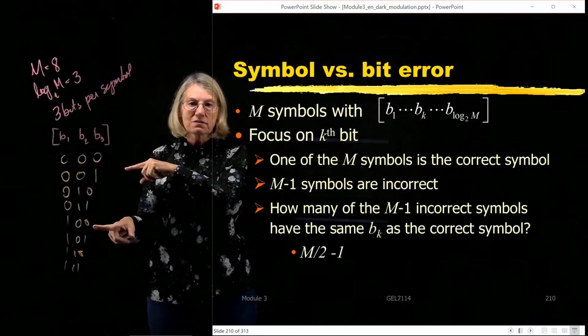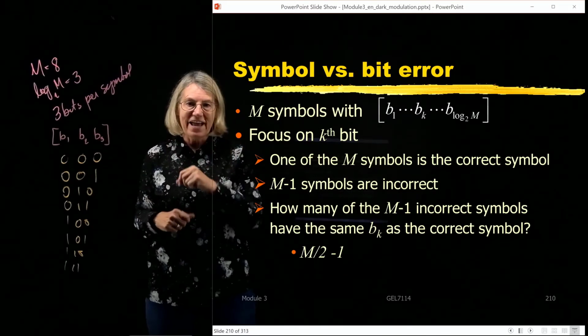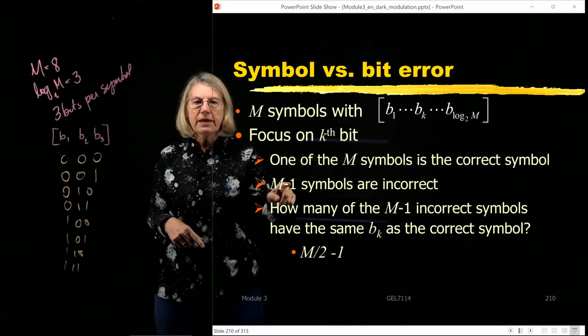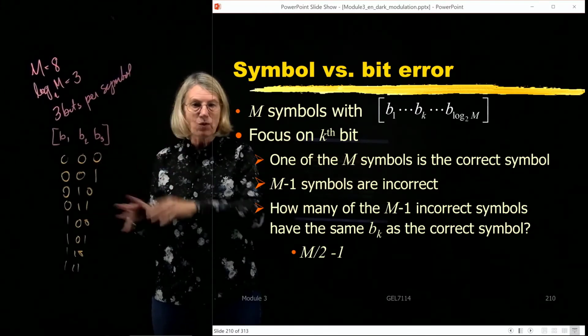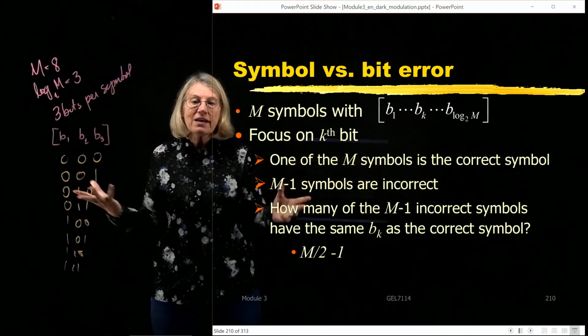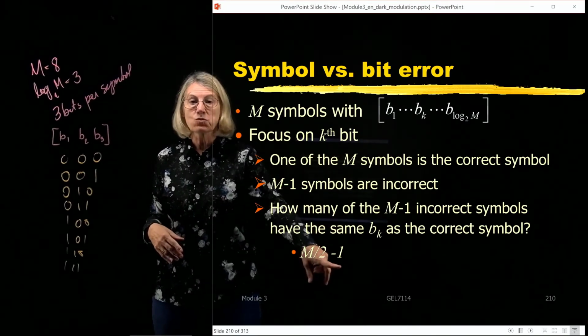Well, sometimes it's going to have one of the bits, some of the bits might be right. So that's why I say look at the kth bit. There will be m minus 1 symbols that are incorrect, and among those m minus 1 symbols, how many of them have the right one for the kth bit? Well, the answer is m over 2 minus 1.